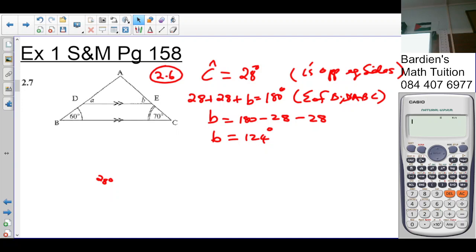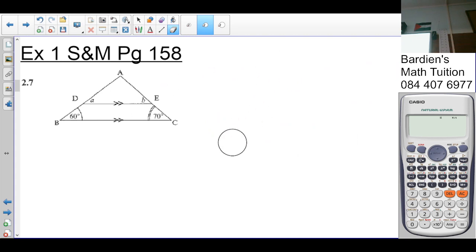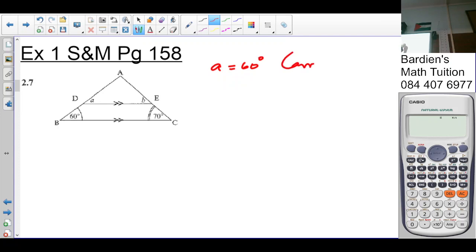That number 2.7. So it can be worked up here. A is equal to 60 degrees. Why? Corresponding angles. Can you all see the F there? Corresponding angles, with DE being parallel to BC. Okay.